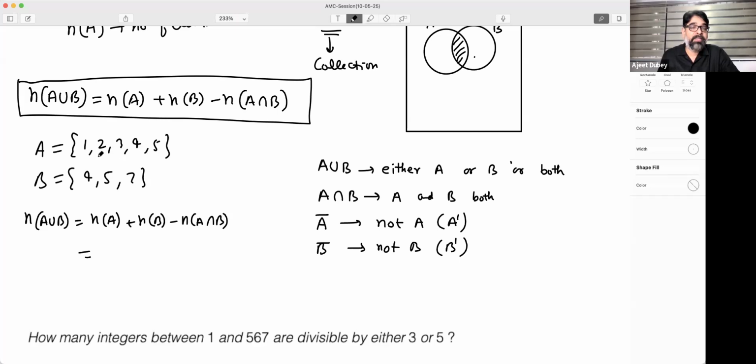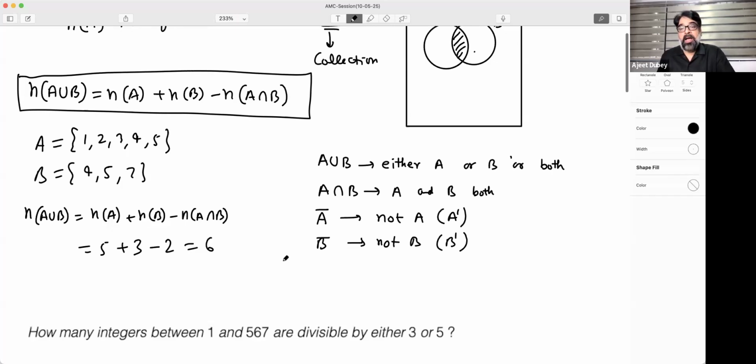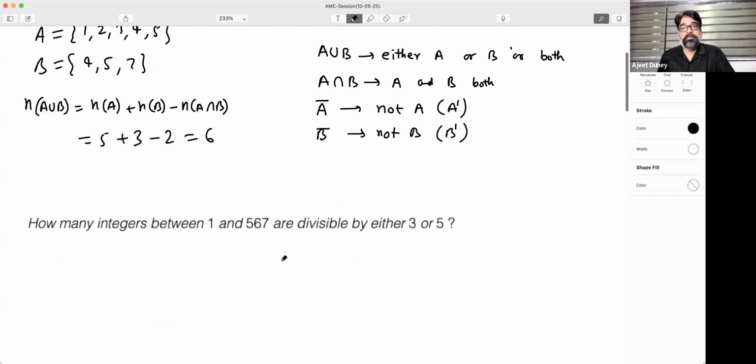Check it here. N of A, how many are there? 5 elements. Plus N of B is 3 elements. 5 plus 3 is 8. No doubt, the total should be 8. But the problem is that 4 and 5 are repeated. We should not repeat, so I will subtract 2. That will become 6. I hope it's clear to you.